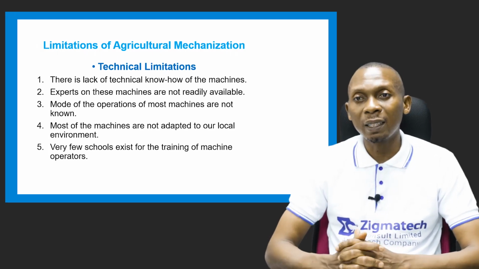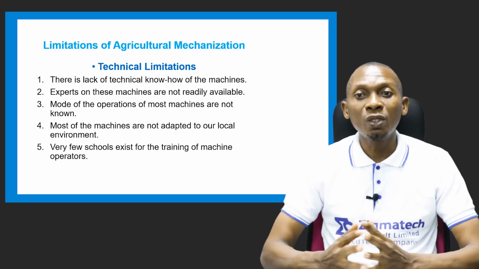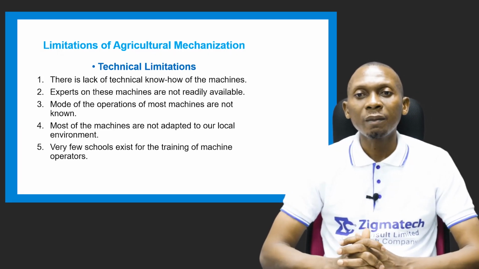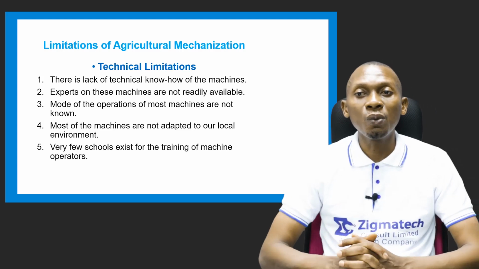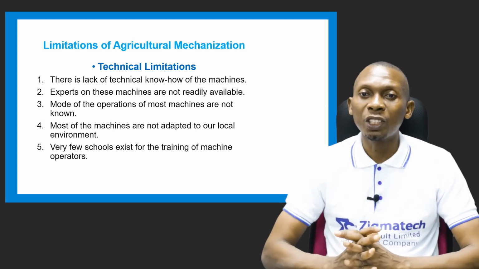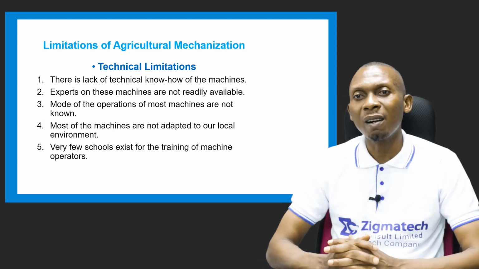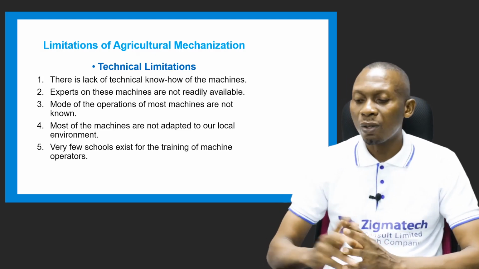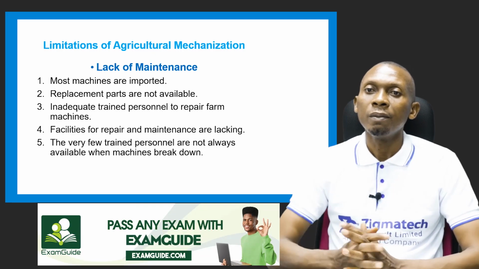So these fall under technical limitations, and most of these machines are also not adapted to our local environment. And we have few schools that exist for the training of these machine operators. So all of these are the technical limitations that are concerned with agricultural mechanization.